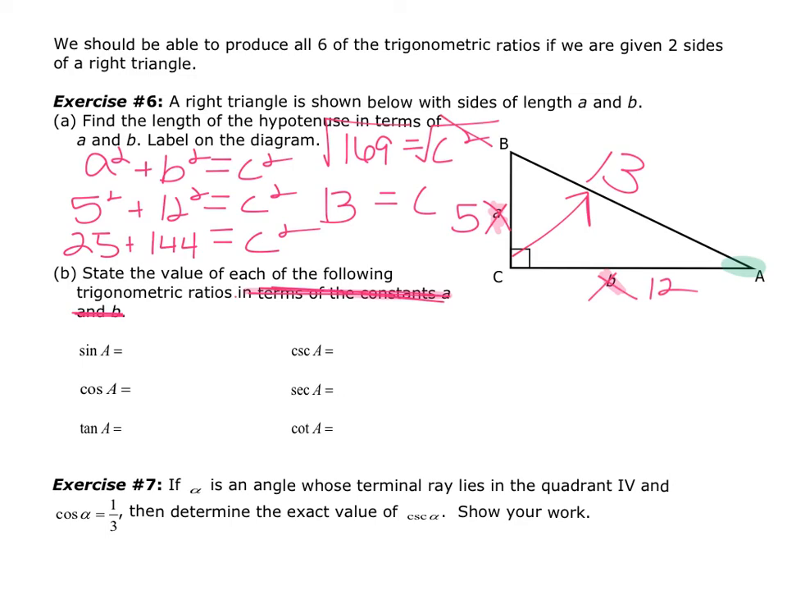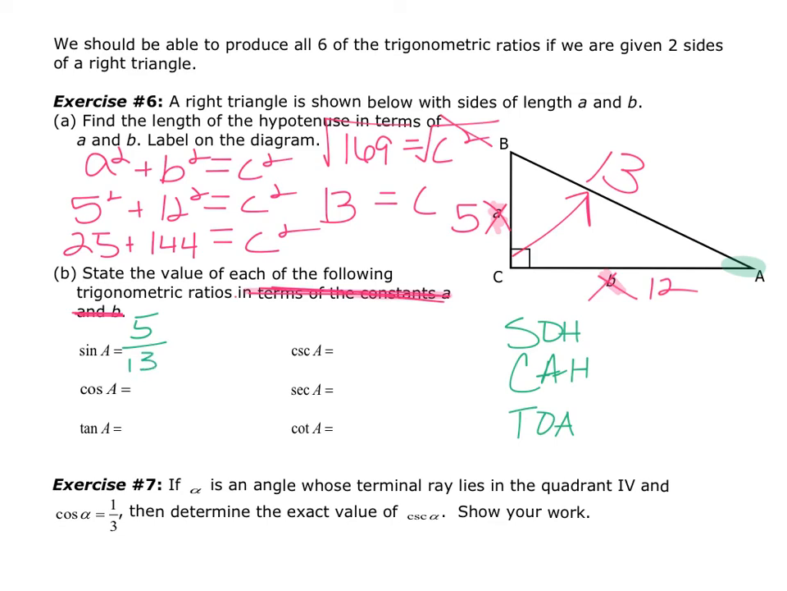Now, I think we're also going to need to use SOHCAHTOA. Okay, so if I'm finding the sine of A, I need the opposite over the hypotenuse. The opposite is the one that doesn't touch the angle. So in this case, that would be 5. And my hypotenuse is 13.